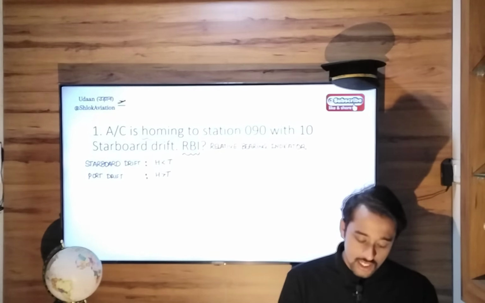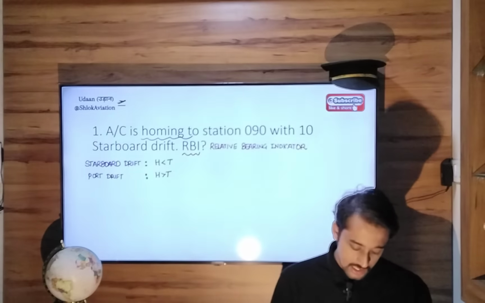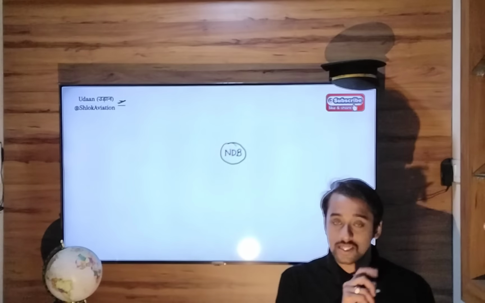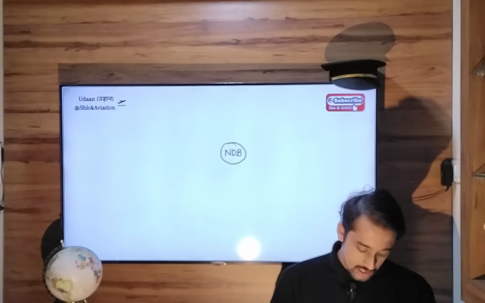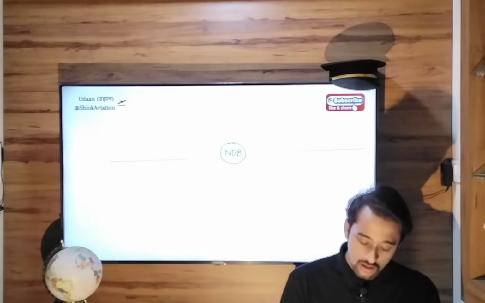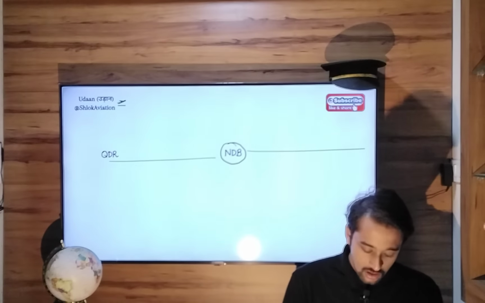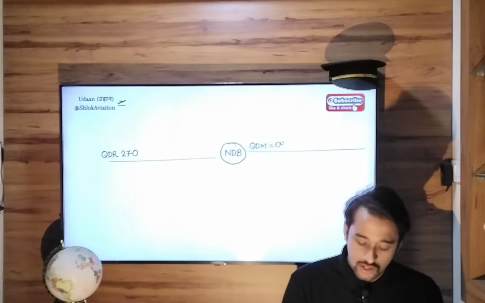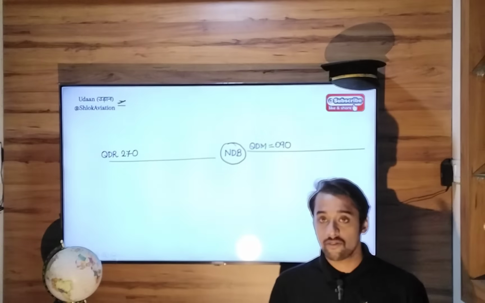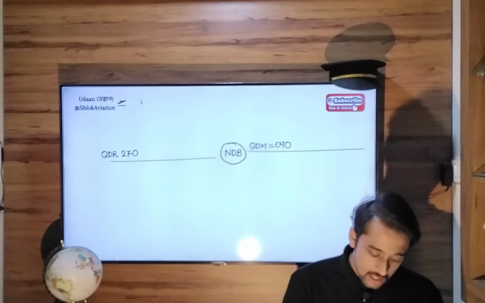You are homing to a station. That means you are going towards a station or approaching a station. So if this is your NDB station, you are homing towards the NDB on the track of 090, towards the station. So we know the track. Track is 090. Now what will be the heading?